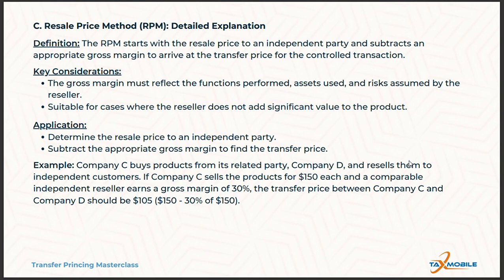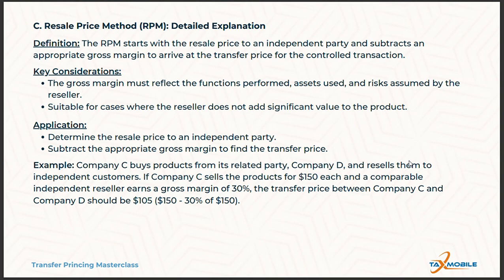Now, how to use this particular method with respect to application? You need to identify the resale price. Start with the resale price at which the reseller sells goods to independent third parties. Now, you also subtract a gross margin, deduct a gross profit margin from this resale price. The margin should be based on what independent distributors earn for reselling similar products. The third thing is to adjust for functional differences.